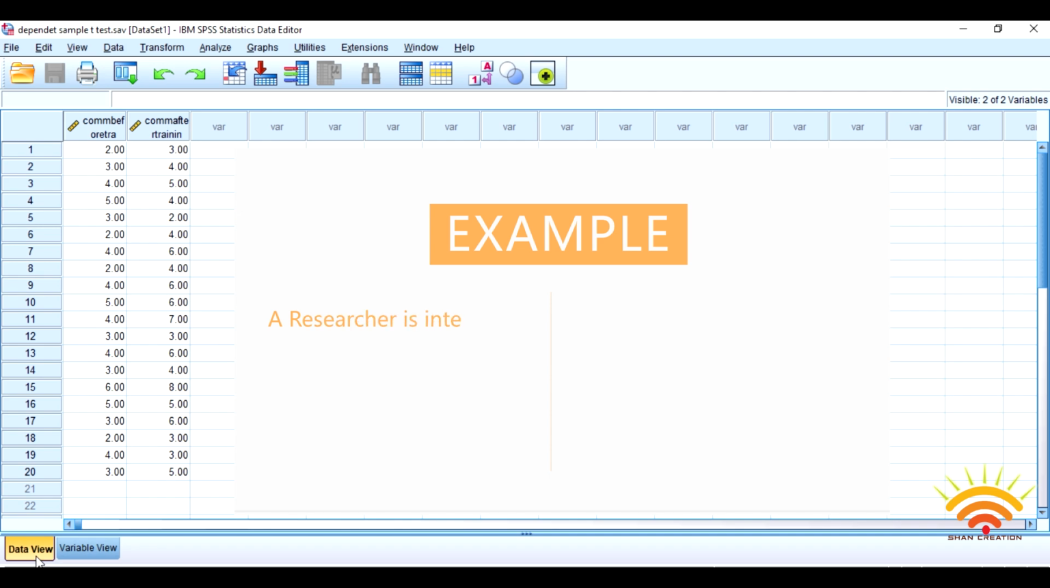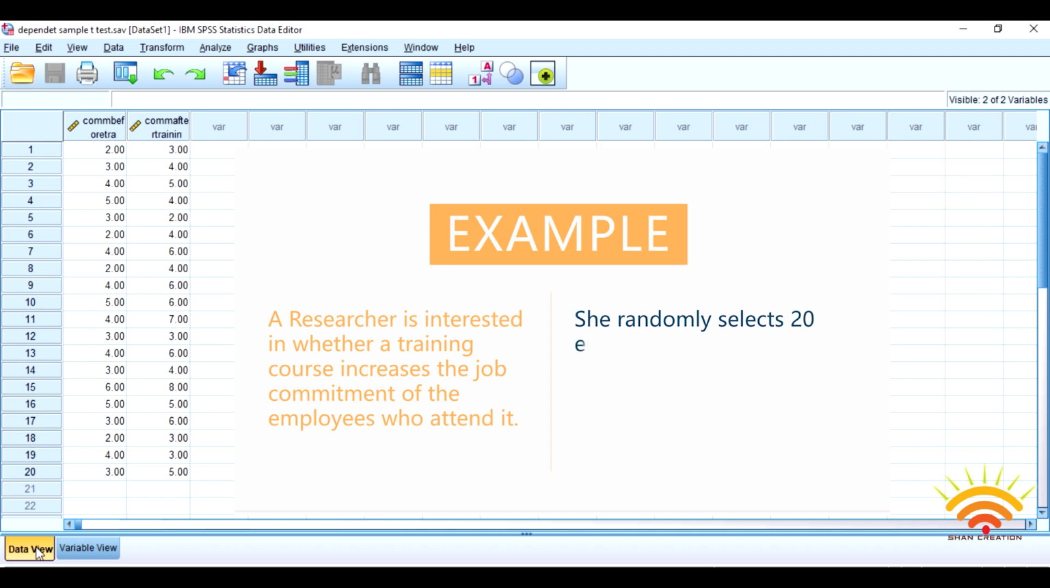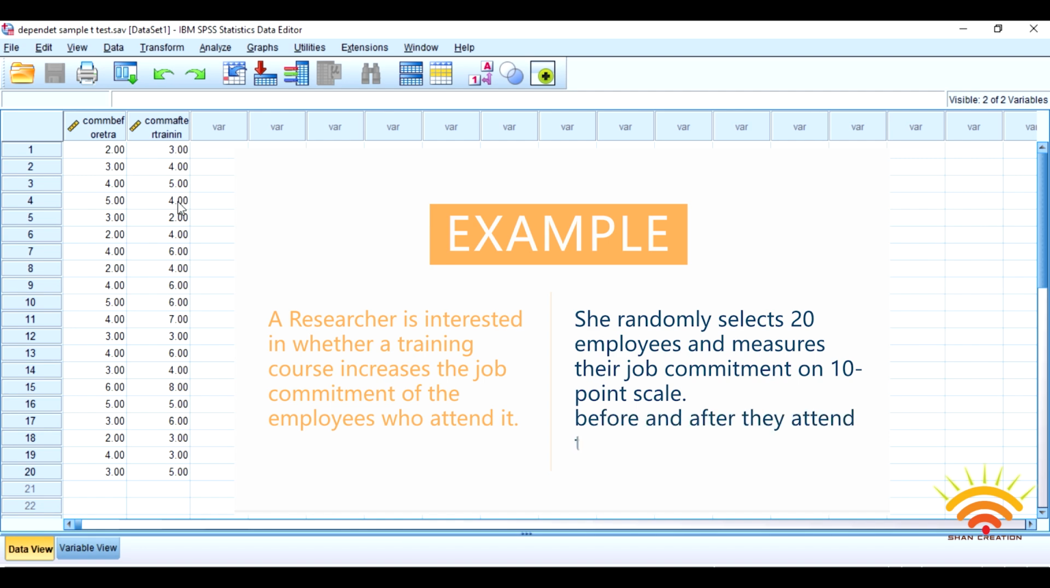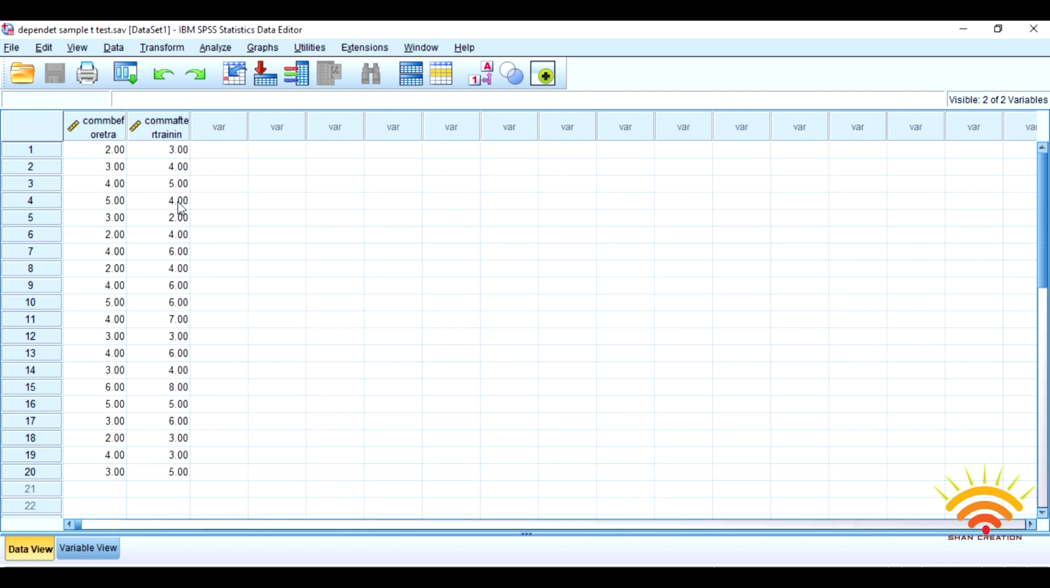A researcher is interested in whether a training course increases the job commitment of the employees who attend the training. The researcher has selected 20 employees and measured their job commitment before training and after training. The job commitment is measured on a 10-point scale. The file is open. Job commitment before training and after training is given here. Then you can compare the mean difference between these two periods.